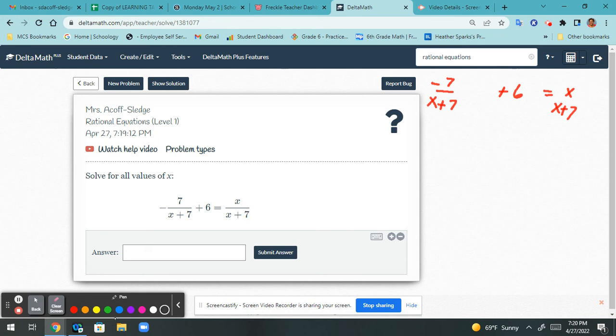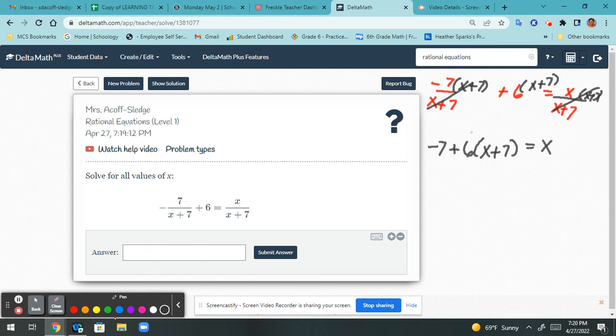I'm trying to see if I can make this pen smaller, but I guess I can't. Okay, so this is my common denominator there. So I'm going to multiply everything by x plus 7, and I mean each term, x plus 7. So those cancel out and those cancel out. So I end up with a minus 7 plus 6 times x plus 7, and that's equal to x.